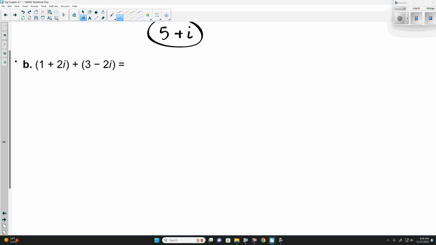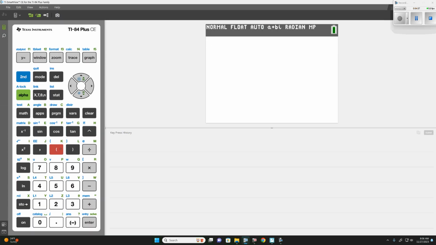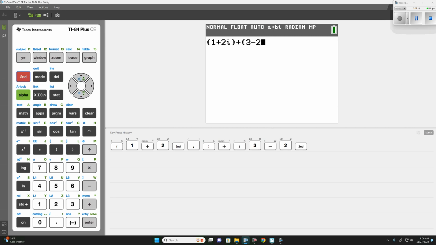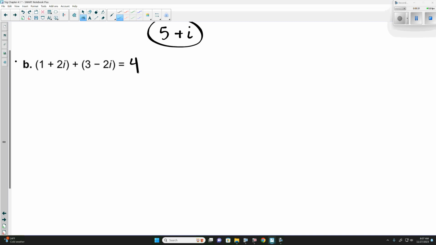One plus 2i plus 3 minus 2i. The nice thing about the graphing calculator is I can type it in exactly as it is: 1 plus 2, second decimal will give us i, plus 3 minus 2i. That will give us the answer. And it does work out to just be 4, because our 1 and 3 added together, 1 plus 3, is 4. 2i plus negative 2i, 2 minus 2 is 0. So we indeed just get the real number 4. That's it.